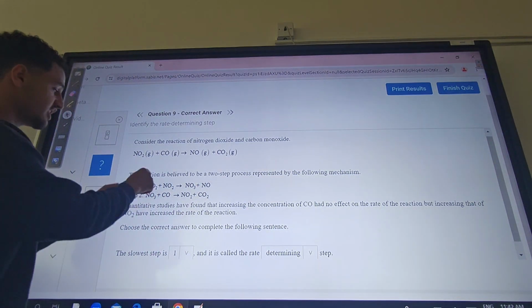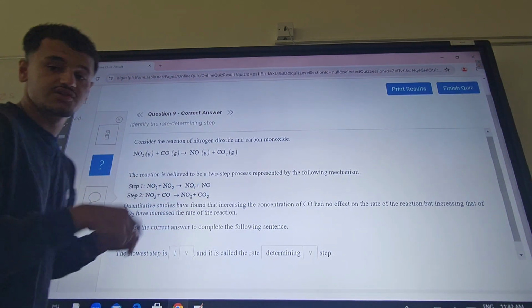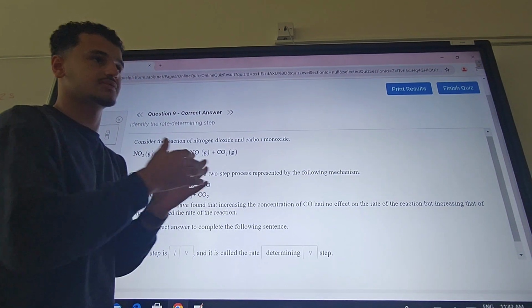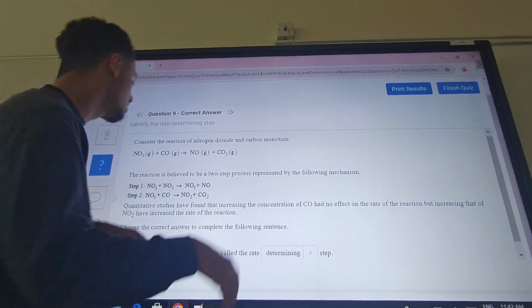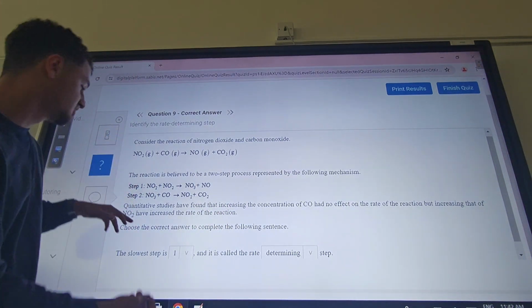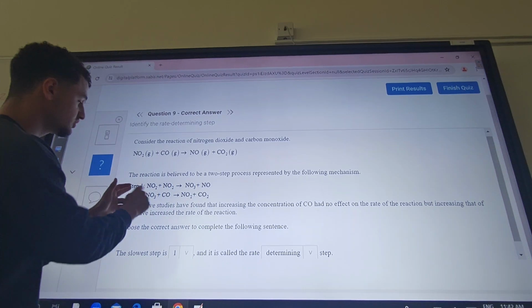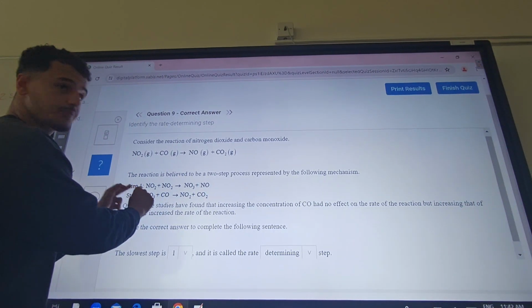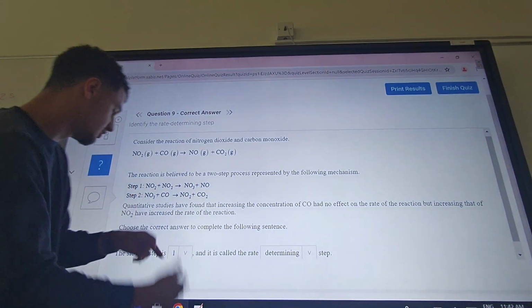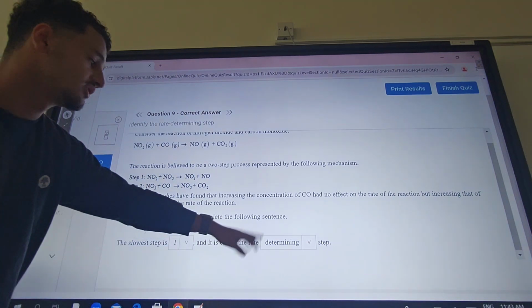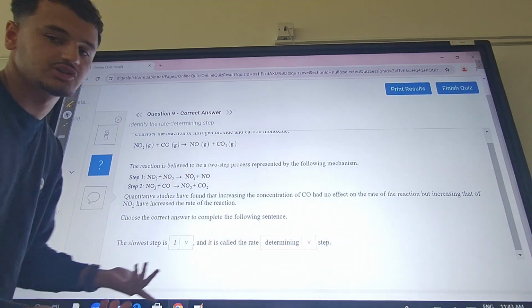So that means one of these reactions is the rate determining step. The rate determining step basically is the one that determines the rate of the whole reaction. How do I know which one it is? They told me increasing NO2 will increase the rate. So which one has NO2? It's going to be this one here. So that means step 1 is the rate determining step. Usually the rate determining step is the slowest one.